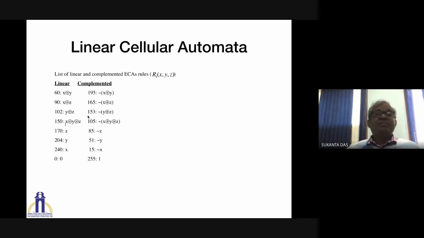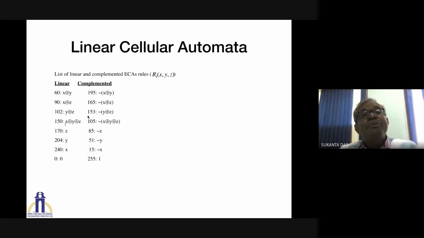Actually, by default it is XOR. You can write z XOR 0, right? The same thing. And 204 is called the identity rule. It is always y. And 240 is x. And 0 is 0. So these 8 rules are the linear rules.